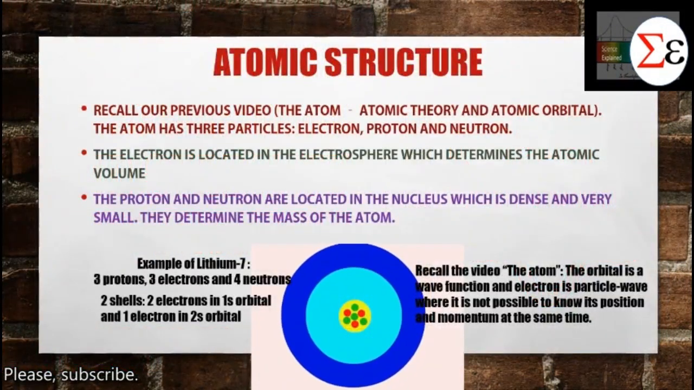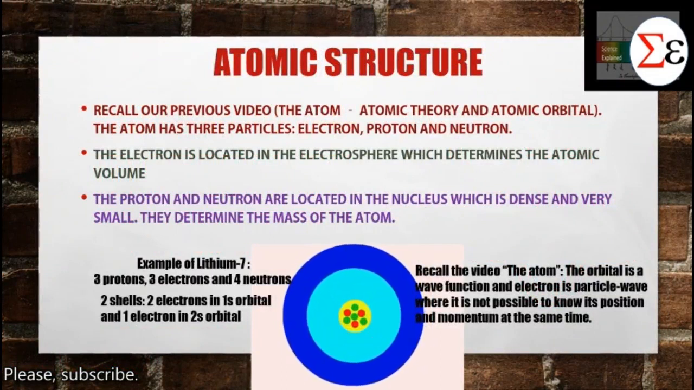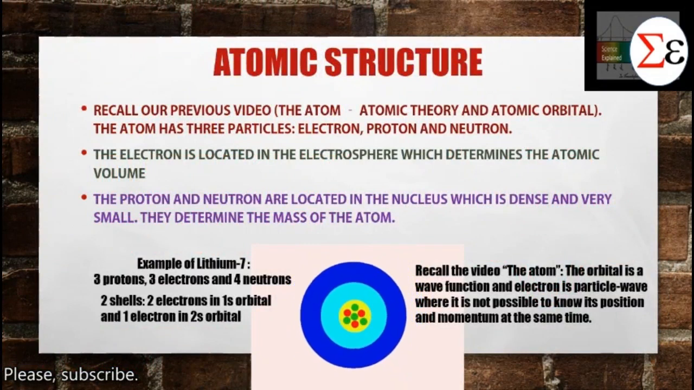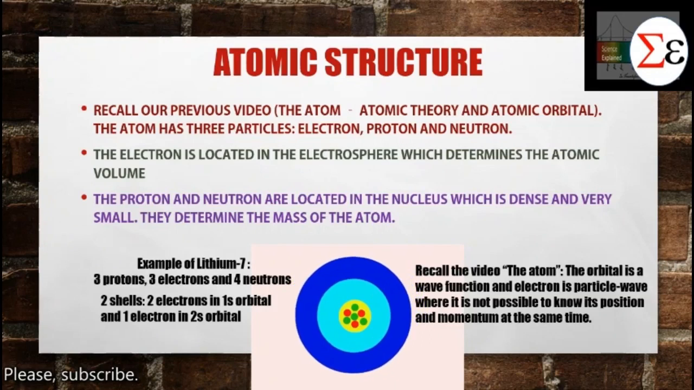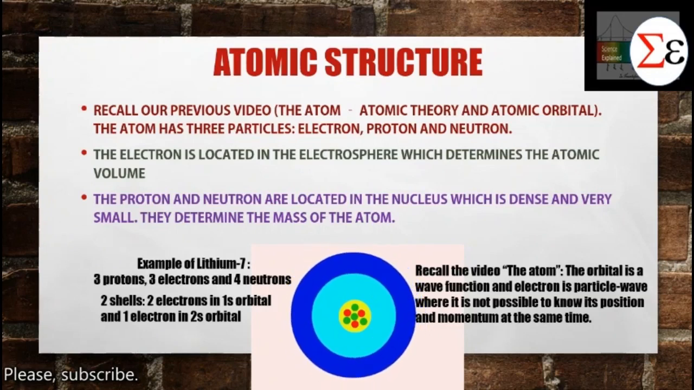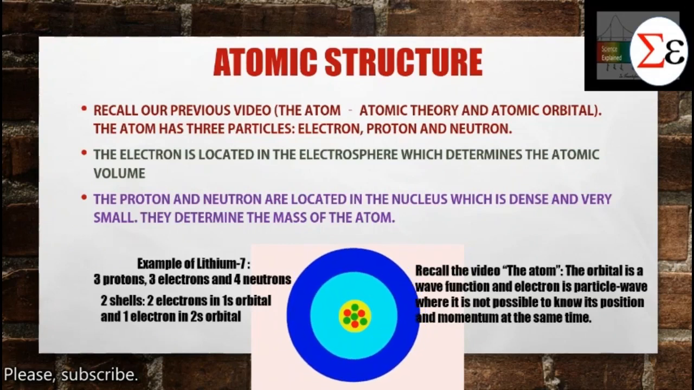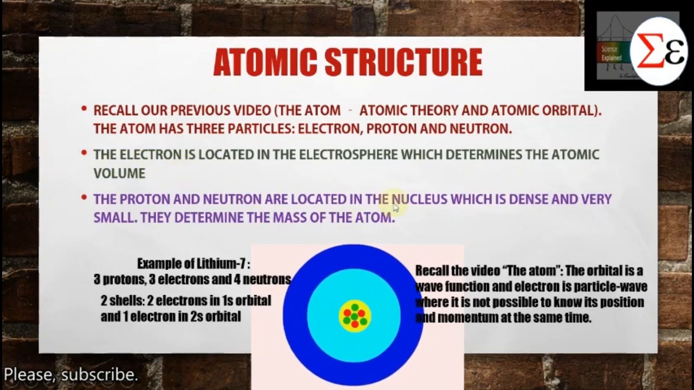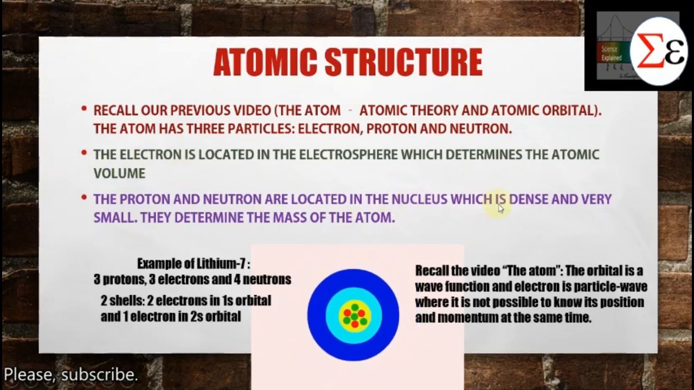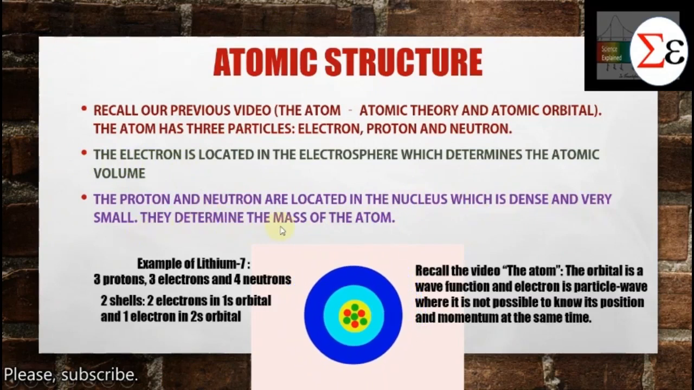So let's first review our previous video, named The Atom, the Atomic Theory and Atomic Orbital, where we talked about the atomic structure. The atom has three particles: electron, proton, and neutron. The electron is located in the electrosphere, which determines the atomic volume, while the proton and neutron are located in the nucleus, which is dense and very small, and they determine the mass of the atom.